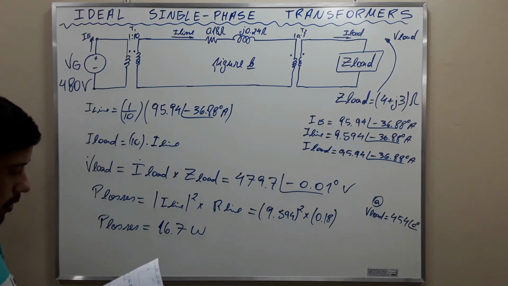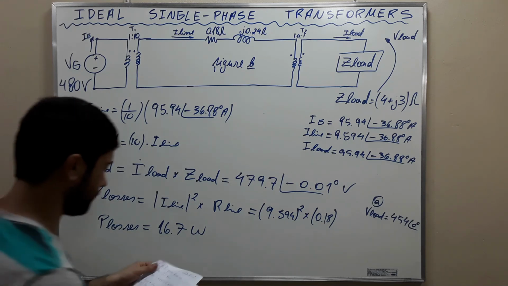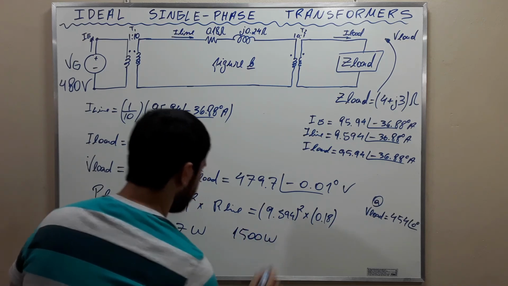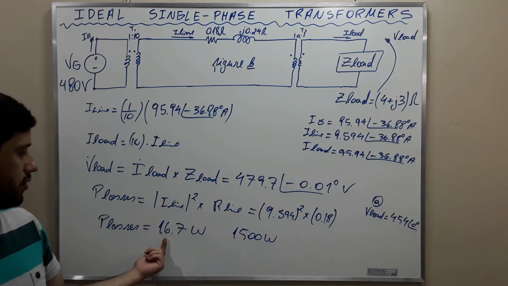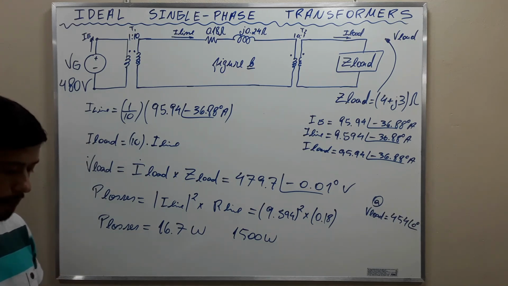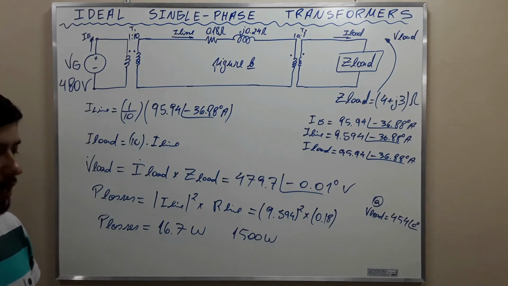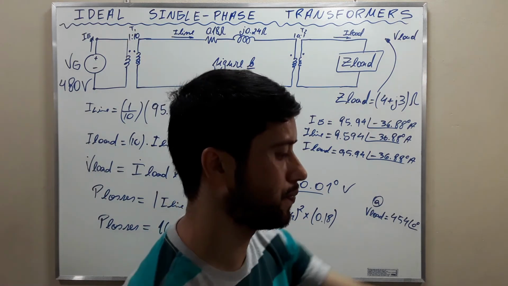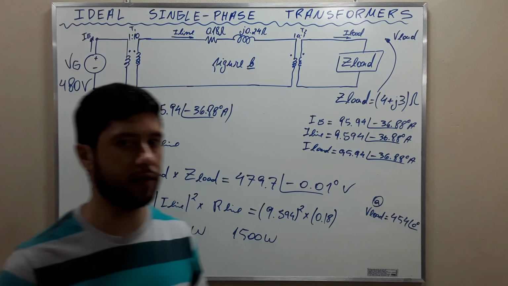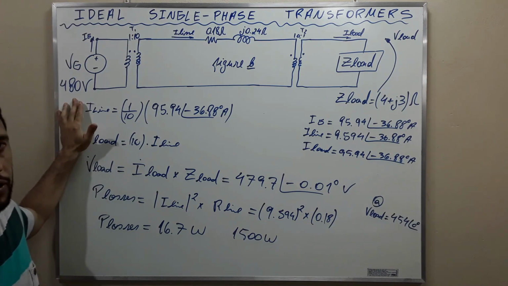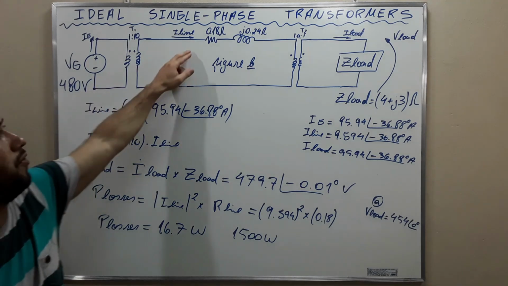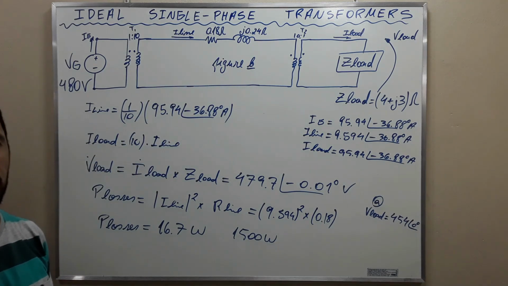Without the transformer, the power lost was 1.5 kilowatts. Now the power lost is simply 16 watts. Okay? So this is the idea behind using transformers in power systems. The transformer enables the voltage at the load to be almost equal to the voltage at the generator. And the other benefit, and this is the purpose of employing transformers, is that the power lost for transmission is going to be greatly diminished.